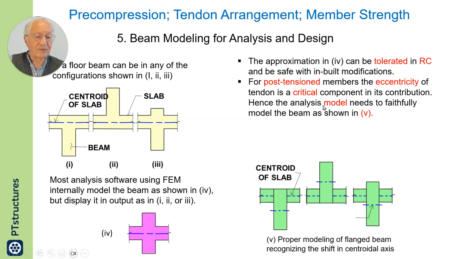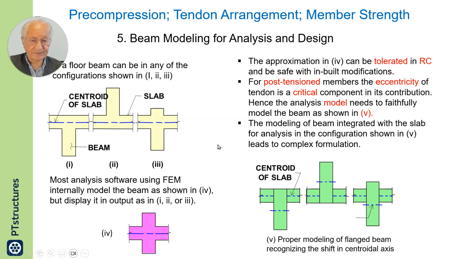Hence, the analysis model needs to be faithful, as shown below. In post-tensioning, the position of the tendon will have eccentricity, and that eccentricity gives you the bending moment. But if you change the position of eccentricity, or disregard it in the model for simplicity, obviously you do not get the full benefit of post-tensioning.